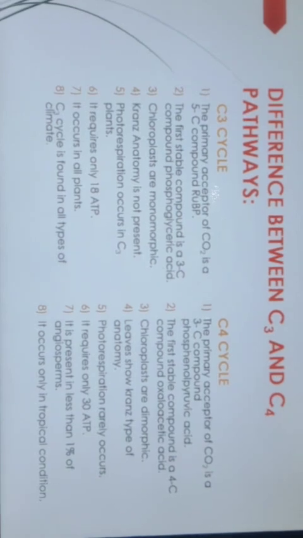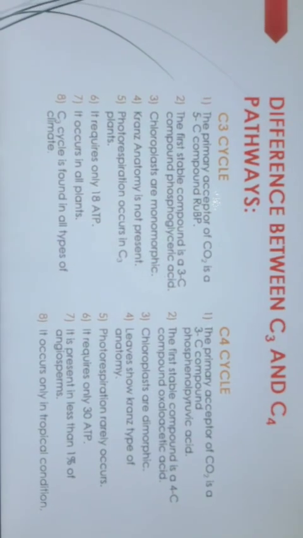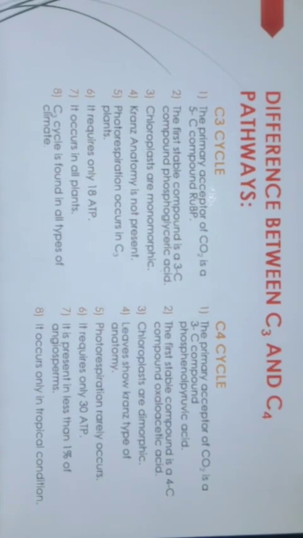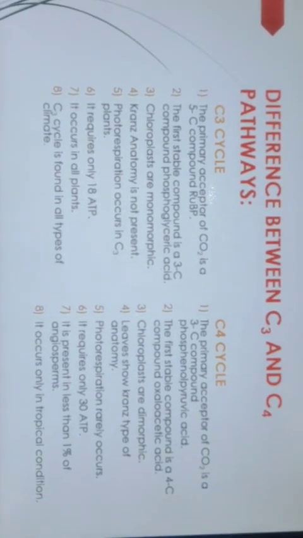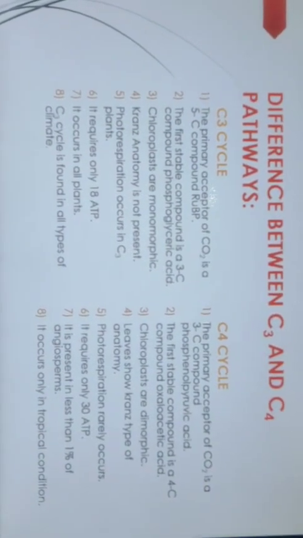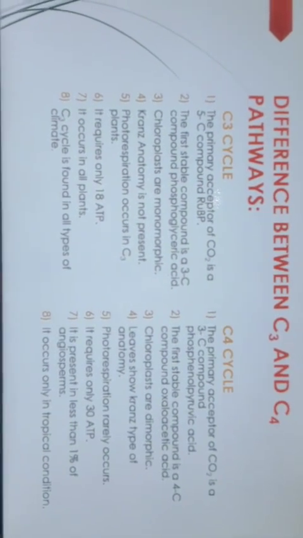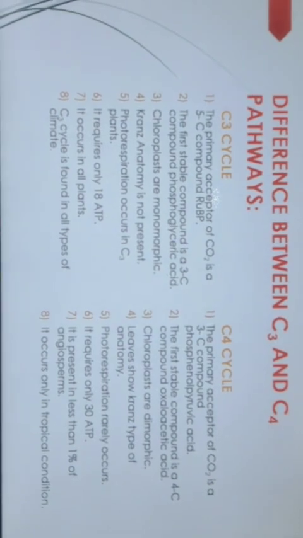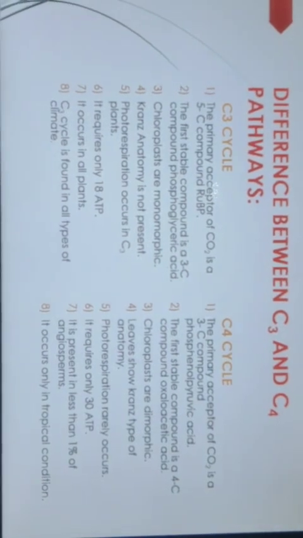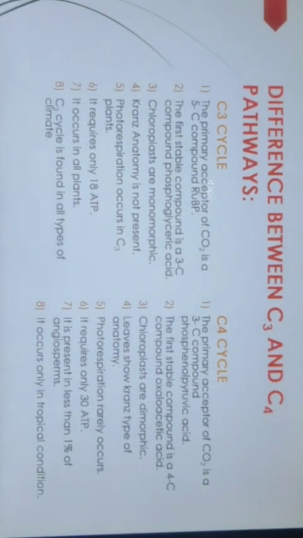Now, name any two C4 plants: sugarcane and maize. The first stable product of the C4 cycle is oxaloacetic acid. Now, which compound donates hydrogen to carbohydrate in the Calvin cycle? It is NADPH. Now, expand the term RuBP. This is a question which is asked in MCQs or fill in the blanks, so you should remember RuBP. It is ribulose bisphosphate.